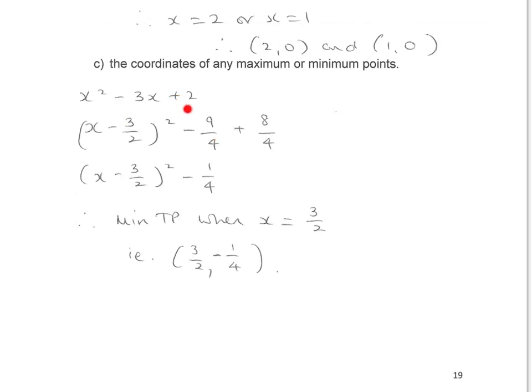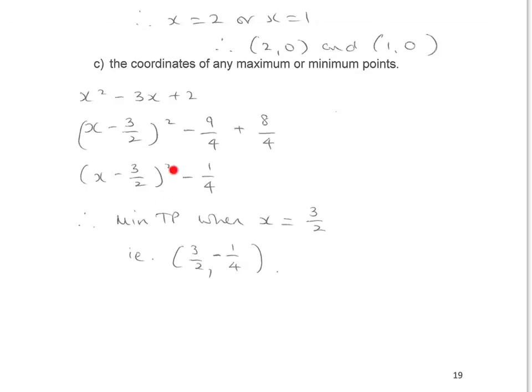But to make life easier for ourselves, we're going to write 2 as 8 over 4, giving it the same denominator as the 9 over 4, which makes it much easier to calculate. Okay, so looking at this then, we've got minus 9 over 4 plus 8 over 4 gives us minus 1 over 4, minus a quarter, and we end up with x minus 3 over 2 all squared minus a quarter.